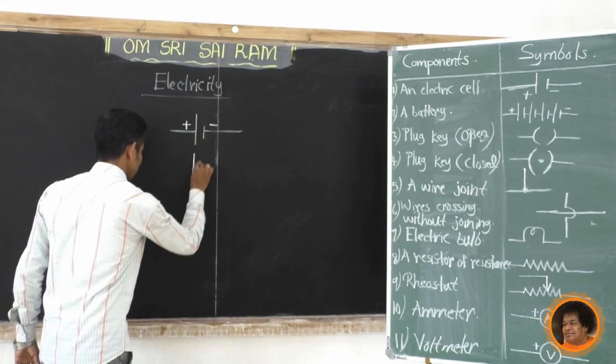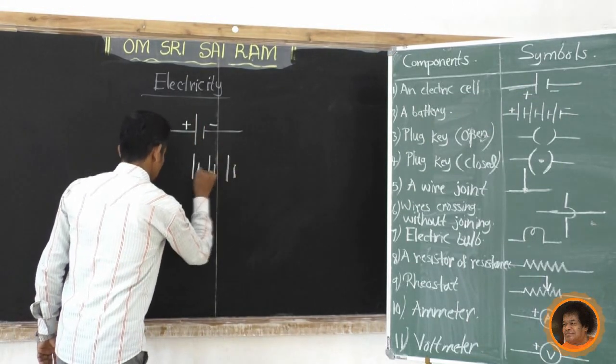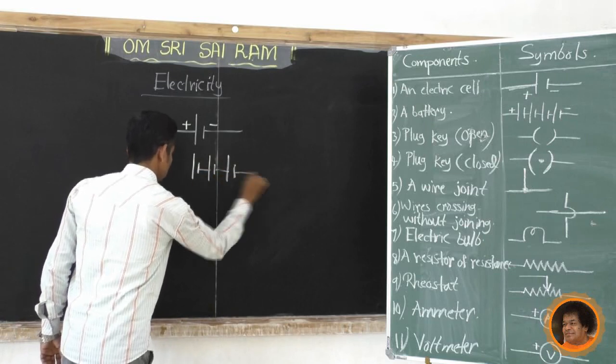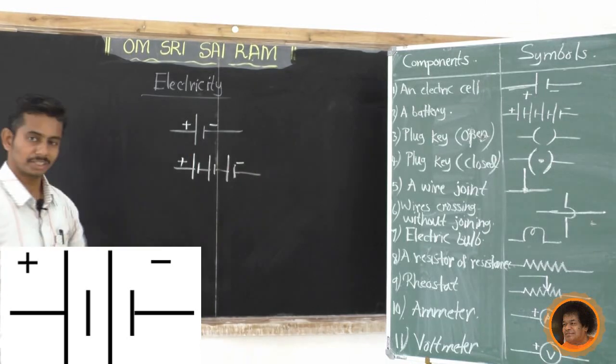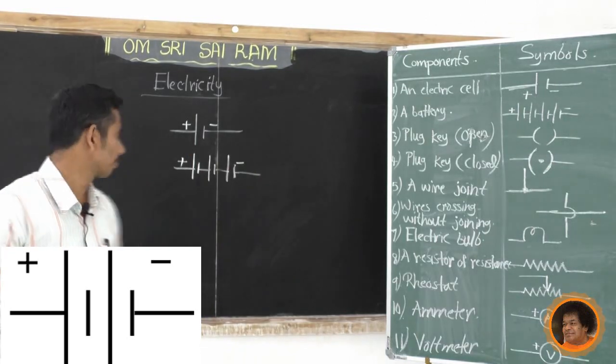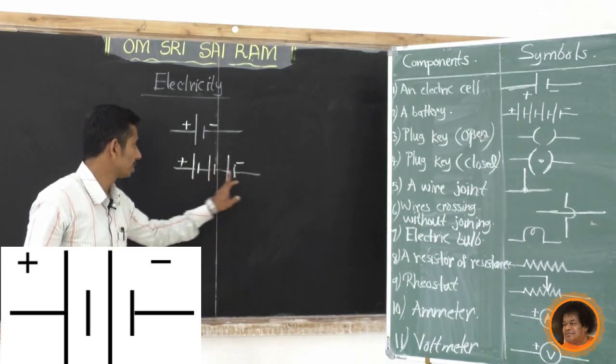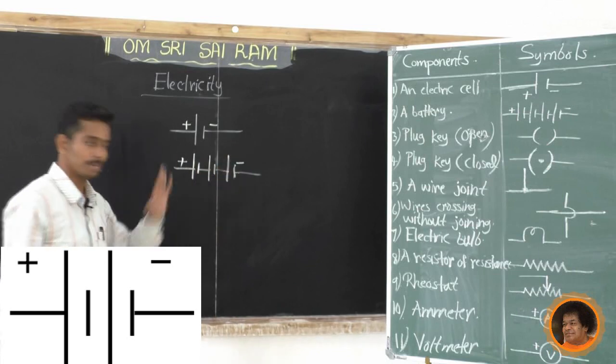For example, this is a battery. Why is it called a battery? Because it is a combination of cells. Many cells are combined to form a battery. So this is a battery.